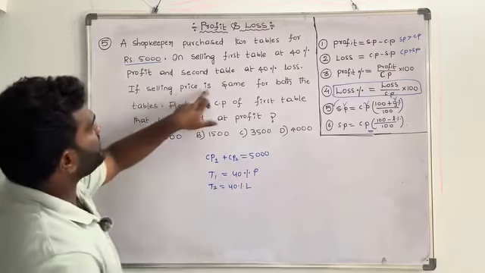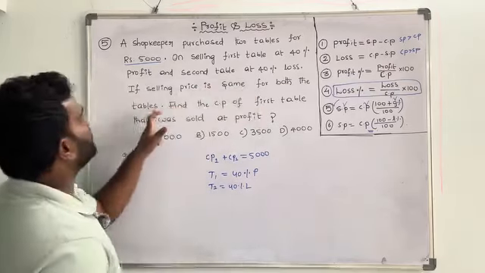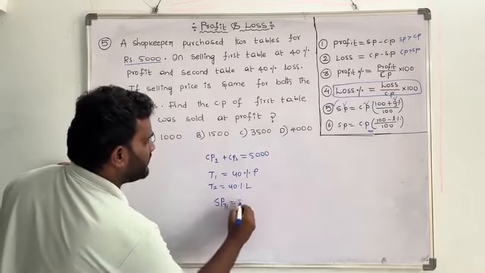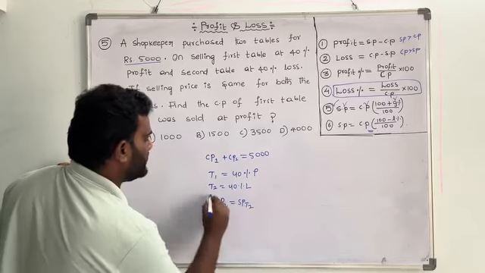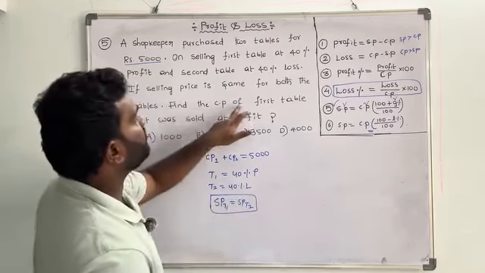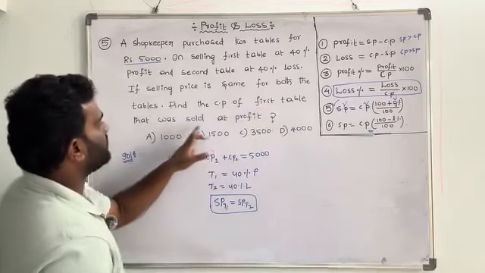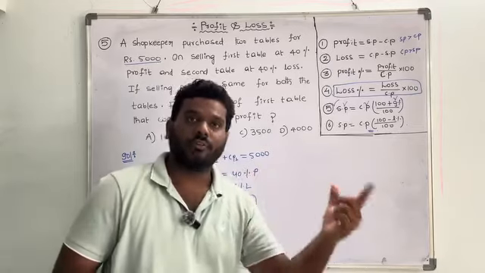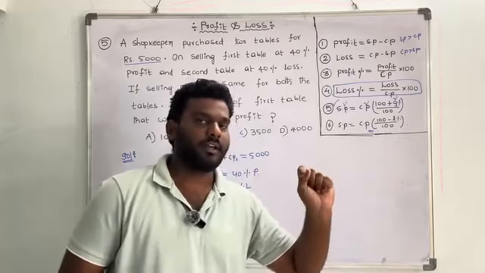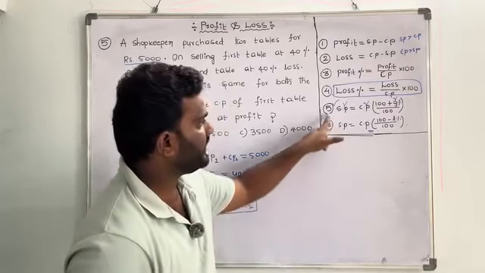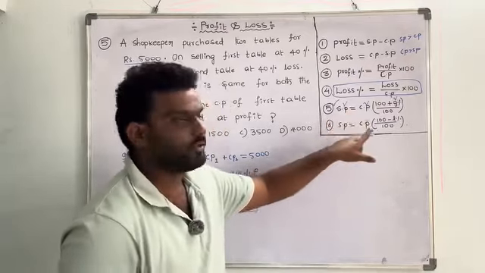If selling price is same for both the tables, see, selling price of table 1 is equal to selling price of table 2. He is giving this condition. Okay, next, find the cost price of first table that was sold at a profit. So he is saying that table 1 is sold for profit by the shopkeeper, and find the cost price of that. So we have these two relations, right? Selling price and cost price relation.